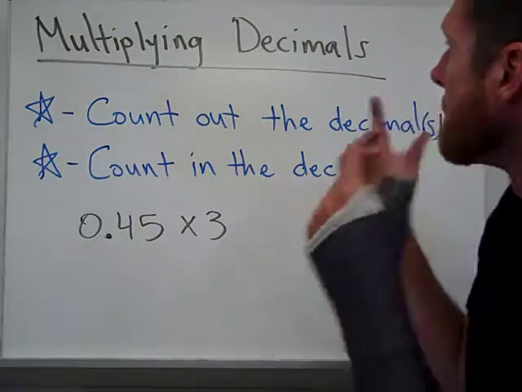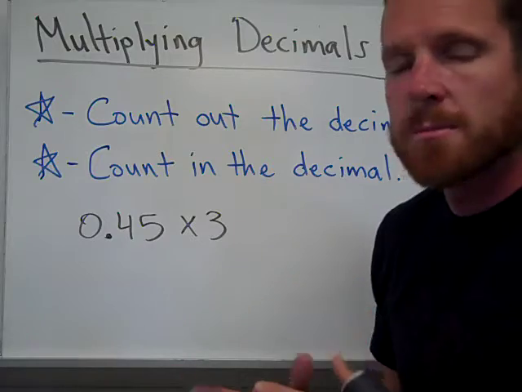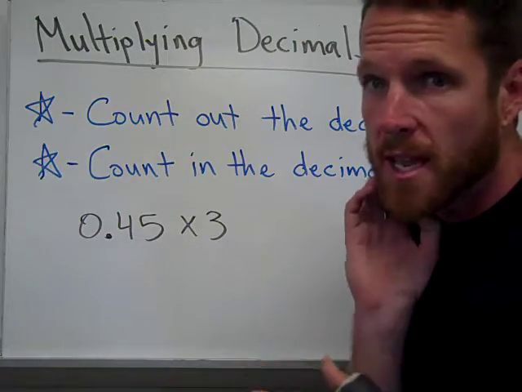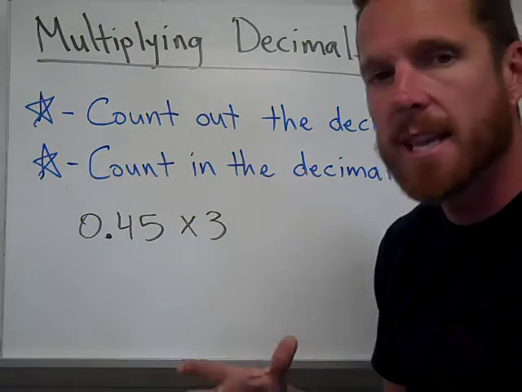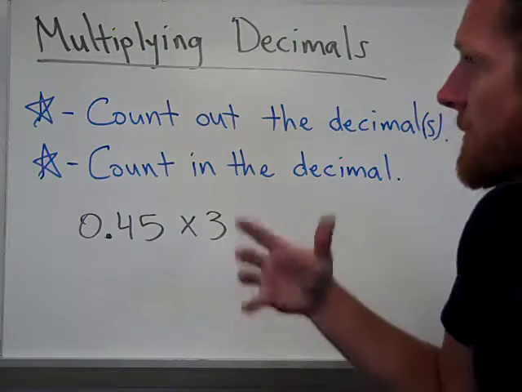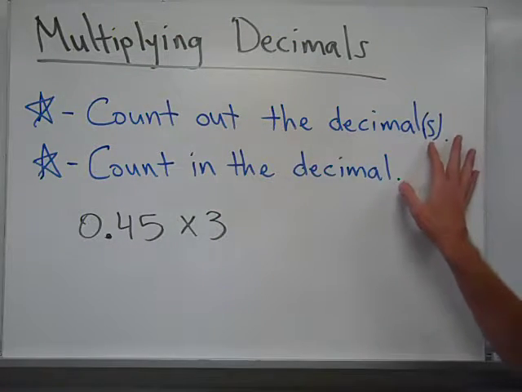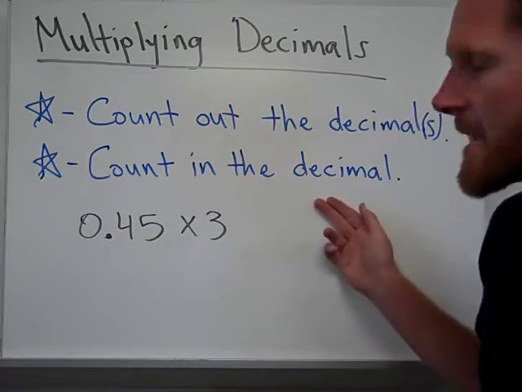Alright class, today we've got multiplying decimals. Multiplying decimals is basically the same as multiplying. The only thing is that there are two things you need to remember, and they're kind of like the key phrases you need to know. The first one is: count out the decimal or decimals. The second thing is: count in the decimals.